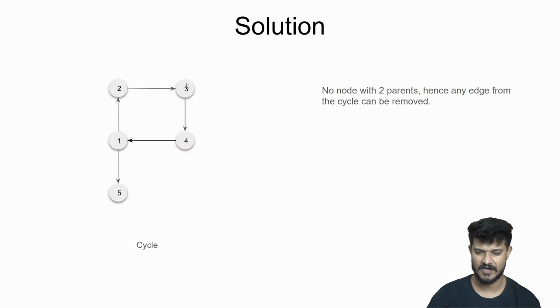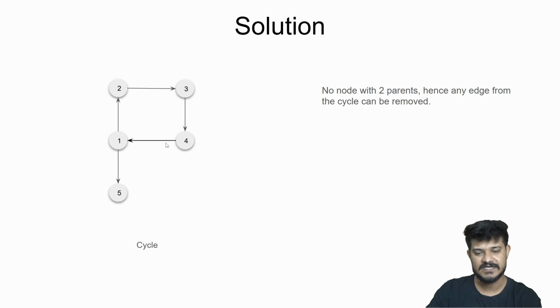So this is a proper cycle with no nodes with two parents, right? In this situation, no node with two parents, hence any edge you can remove from the cycle. So it would make a perfect cycle and there won't be any node with two parents, right? If it was not a perfect cycle, that means you can reverse any of these edges. In that case, you will have a node with two parents, right? So if we don't have a node with two parents, we will have a perfect cycle.